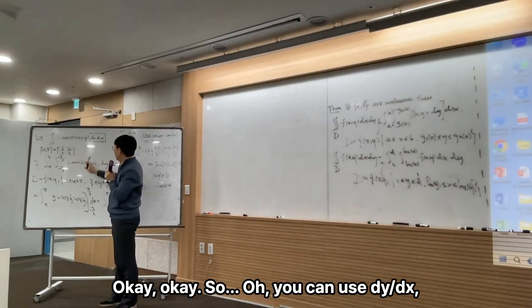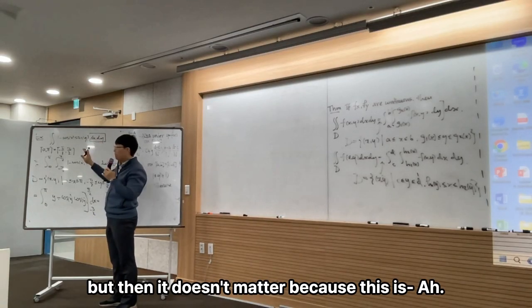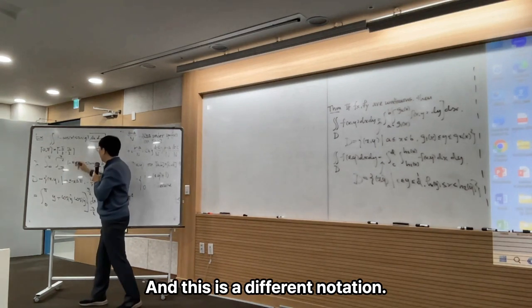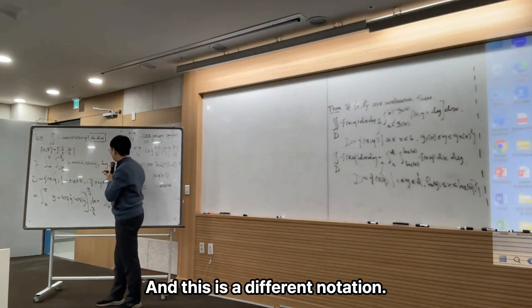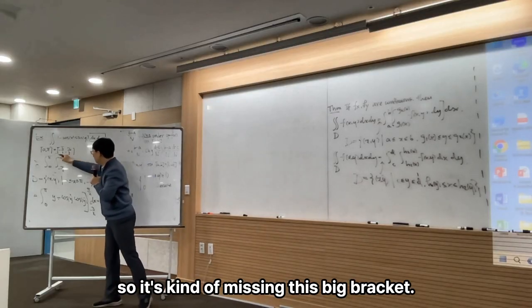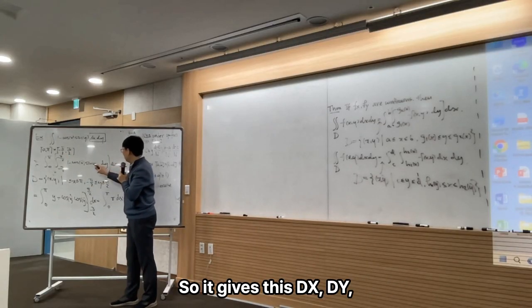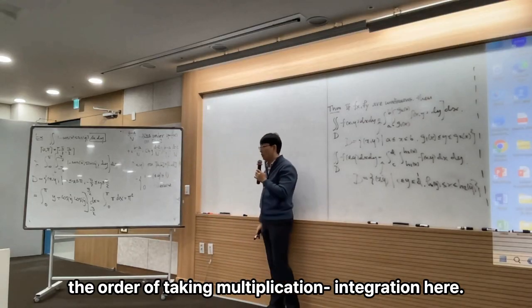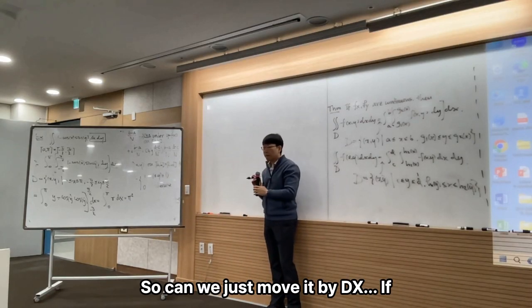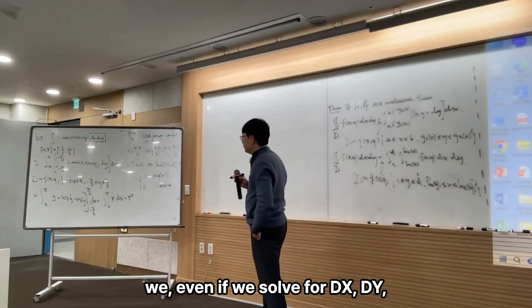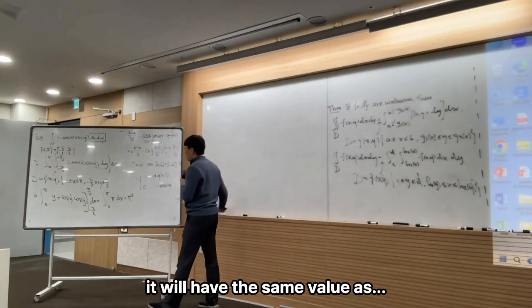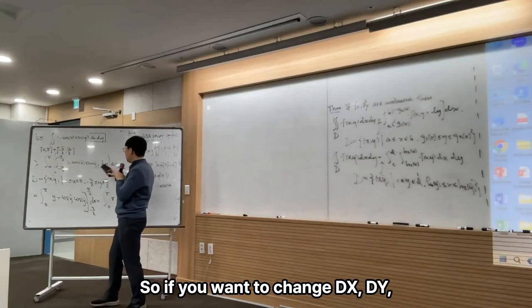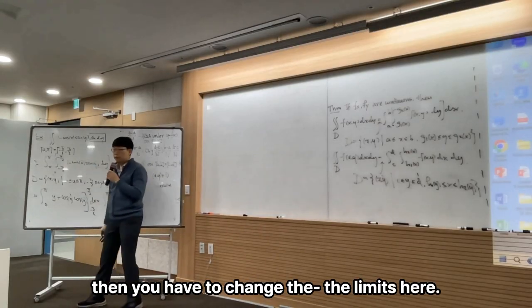Okay. So, well, you can use dy dx, but it really doesn't matter, because this is the whole expression of what this means. And this is a different notation. This is an iterated integral. So it's kind of missing this big bracket. The dy dx order gives you the order of taking multiplication and integration here. We can solve it with dx dy too, and it will have the same value, but if you want to change to dx dy, then you have to change the limits here.